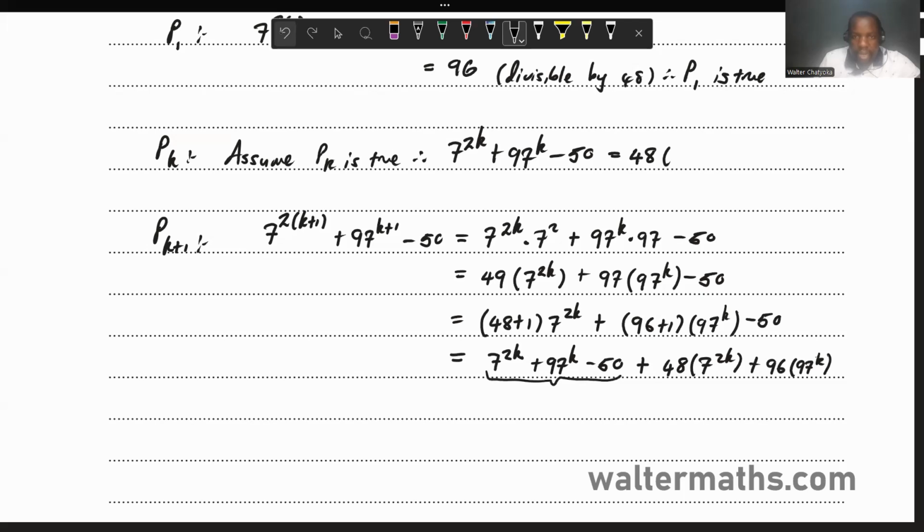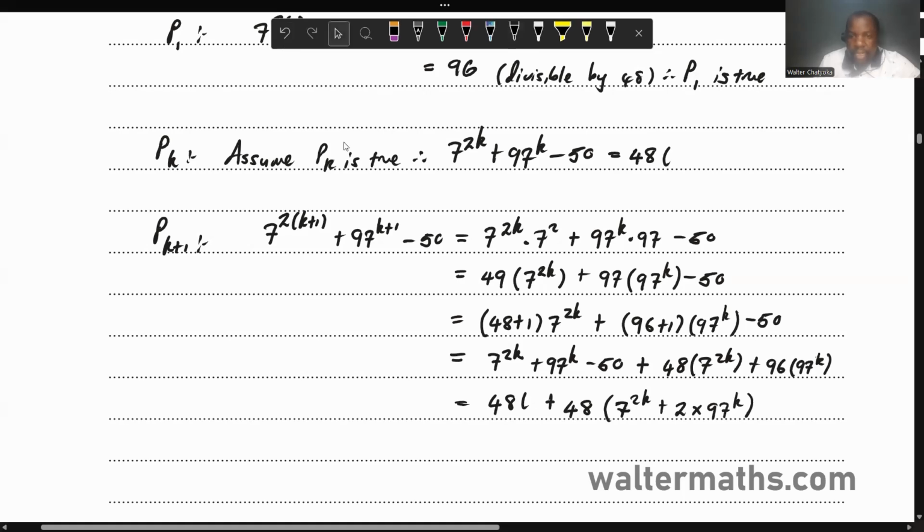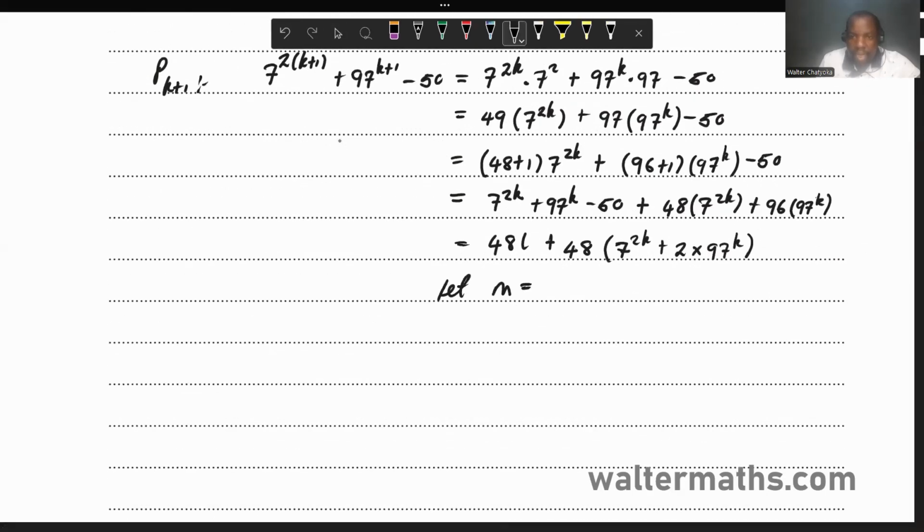Now, what we have here is the same as what we had in the assumption. So it's equivalent to 48L, all right? So we're saying that we have 48L plus, now what we have here is something that is, okay, like this, 48 off. If we take out 48, that is 7 to the 2k, plus 2 times 97 to the k, all right? And if we let m be equal to 7 to the 2k plus 2 times 97 to the k, we will therefore be having 48L plus 48m. Basically, that's 48 of L plus m, which is something that is divisible, obviously, by 48.